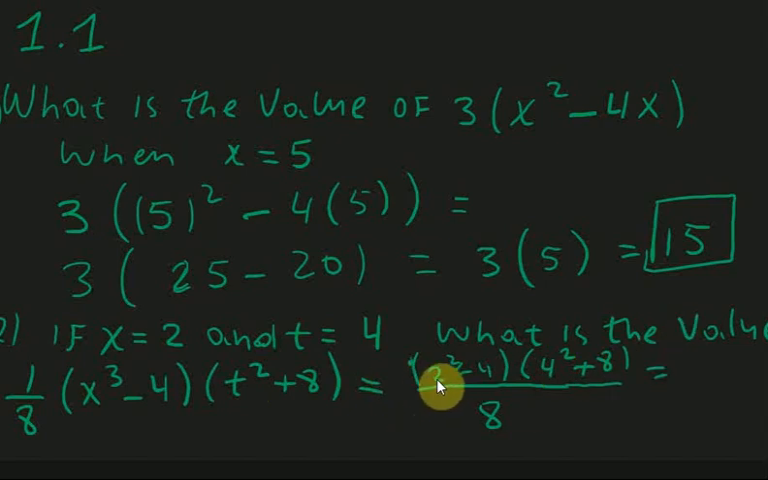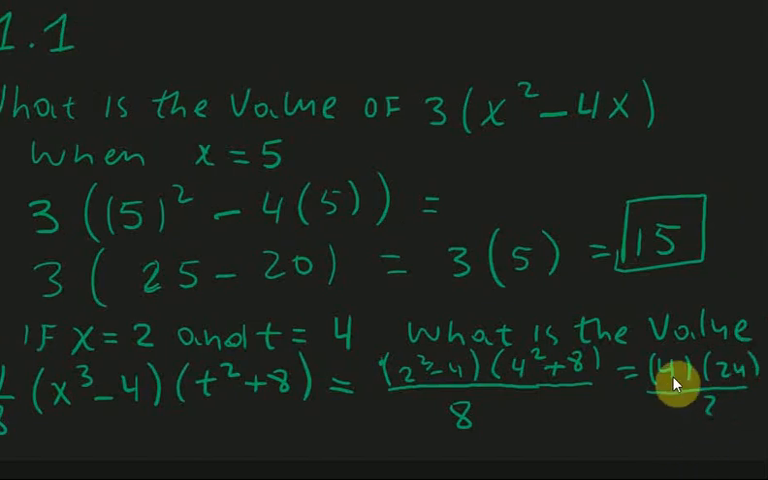Now 2 to the power of 3 is what? 2 times 2 is 4, times 2 is 8, right? 8 minus 4 is 4. 4 squared is 16. 16 plus 8, what do we get? 24, right? So we have 4 here and we have 24 here, all over 8.